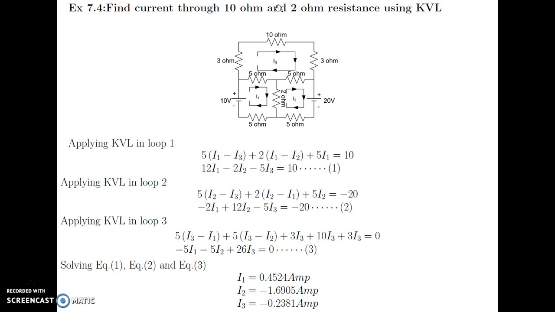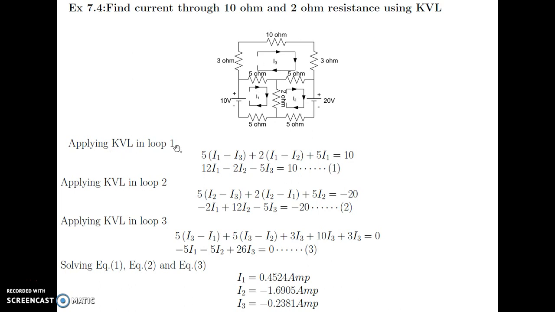Find the current through the 10 ohm and 2 ohm resistance using KVL. This is the 10 ohm resistance and this is the 2 ohm resistance. We have to find the current flowing through them using KVL. Three meshes are given: I1 mesh, I2 mesh and I3 mesh, or three loops I1, I2 and I3. We have to find the current flowing through them.